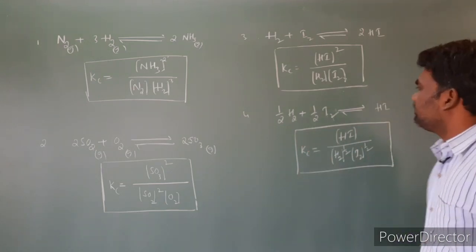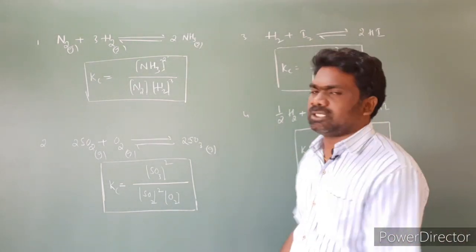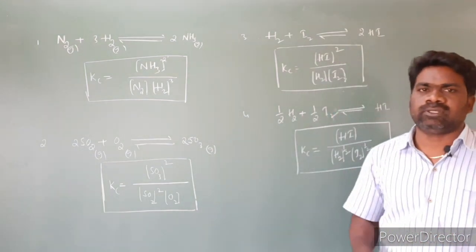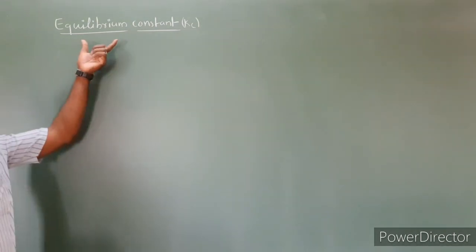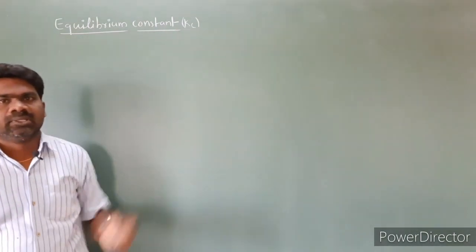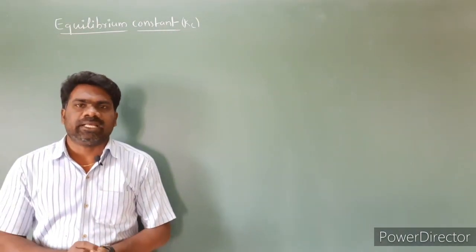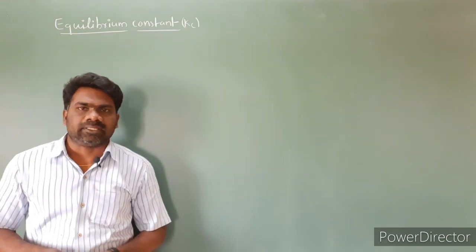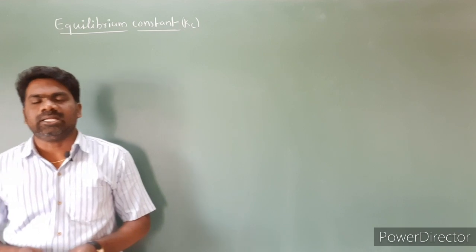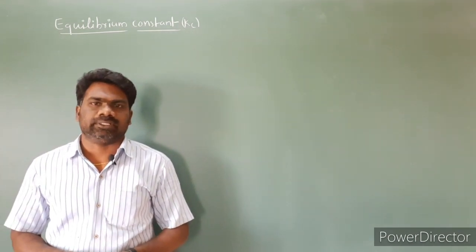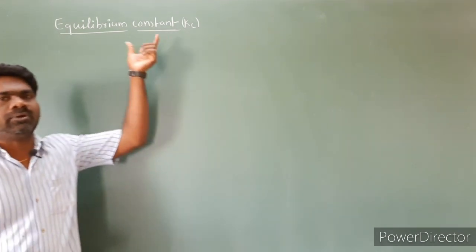So this is the Kc for this equation. So this is a method to write Kc for a given reversible reaction. Next, equilibrium constant Kc. Equilibrium constant Kc is defined as, at a given temperature, the ratio of rate constant of forward reaction and rate constant of backward reaction is known as equilibrium constant.